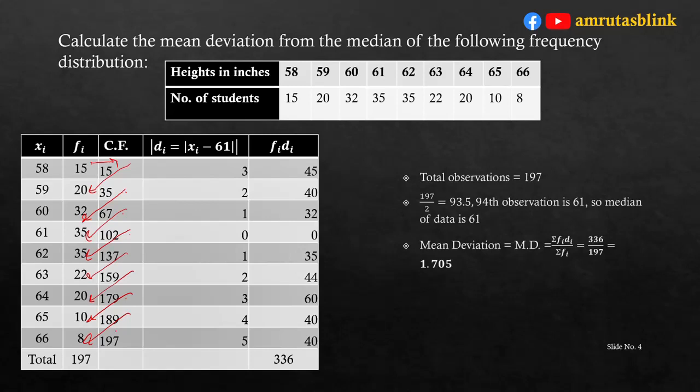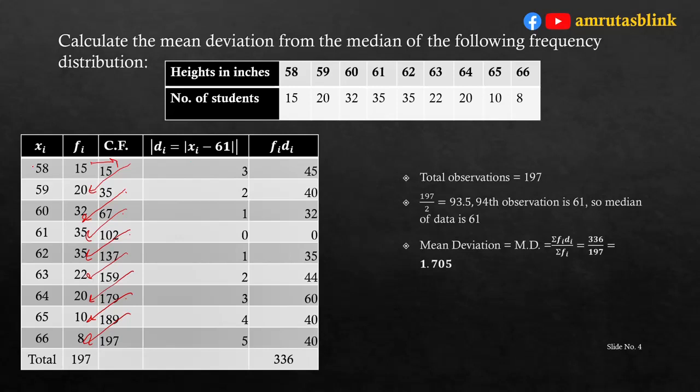Now, mean deviation. What is the formula for mean deviation? Mean deviation is summation Fi di upon summation Fi. Now, we will calculate first of all deviation, that is column 4 of the table. Now, di is equal to modulus of xi minus 61, because we need to calculate deviation of each observation from the median.